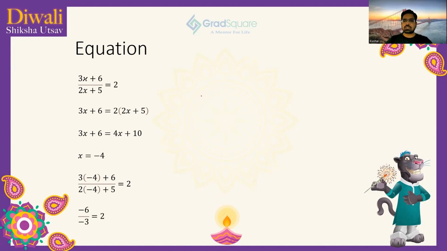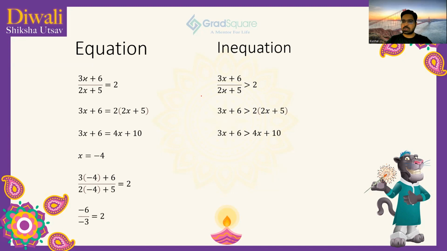Now let's change this to an inequality and try to understand what happens in case of an inequation. I've tried to keep things very similar. So I've written (3x plus 6) divided by (2x plus 5) greater than 2. Let's try to solve this inequality. If you apply the same logic that you applied to the equation, let's see what really happens. Let's cross multiply 2x plus 5 and we get 3x plus 6 greater than 2 times (2x plus 5). If you solve this further, it boils down to x less than minus 4.